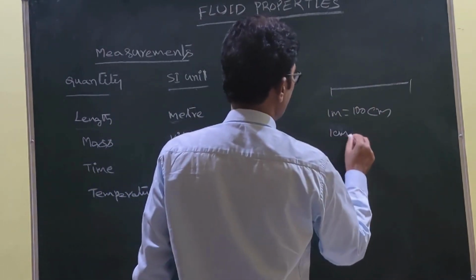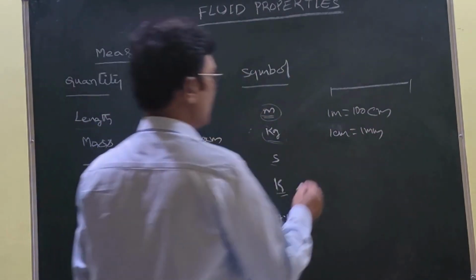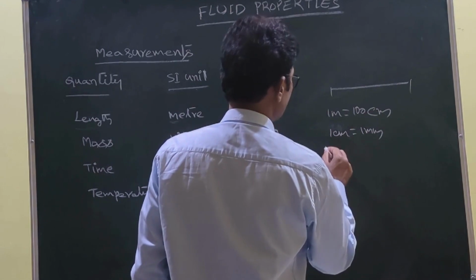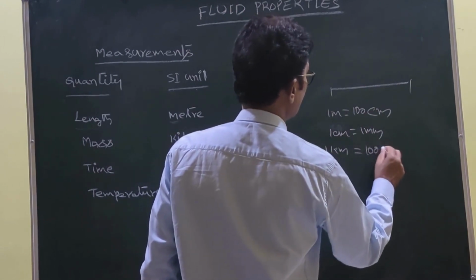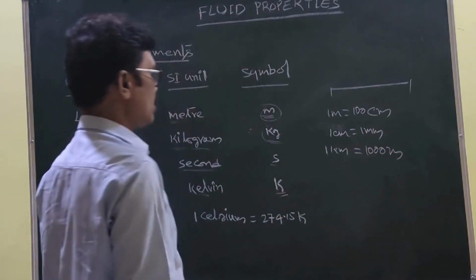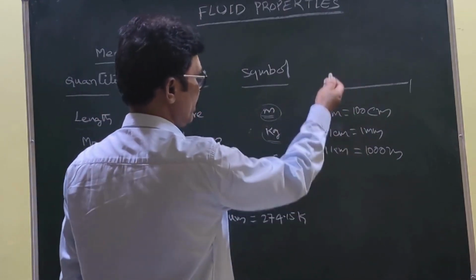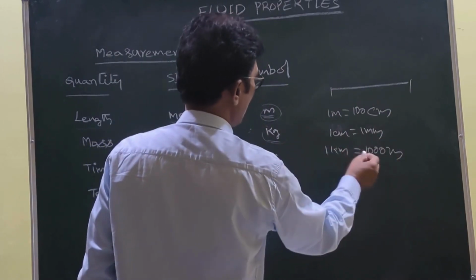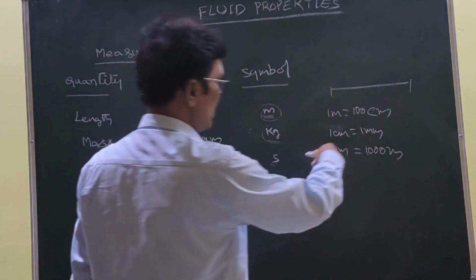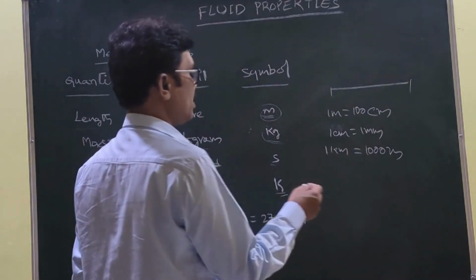1 centimeter equals 10 millimeters. 1 kilometer equals 1000 meters. So like this, the meter is converted into different units, so you have to fix these. More than a kilometer there are the hectometer, decameter, and so on. All these things are there.